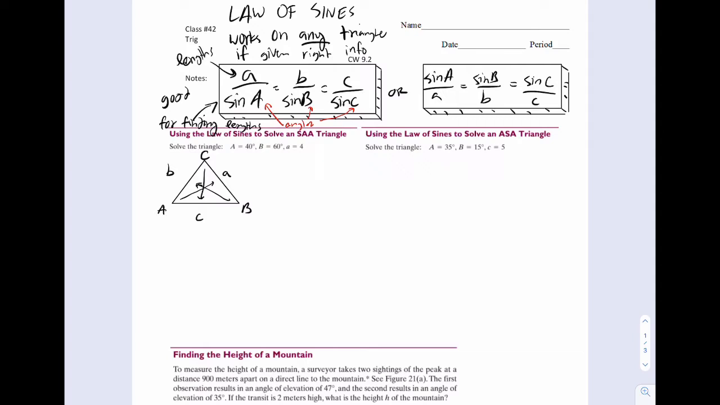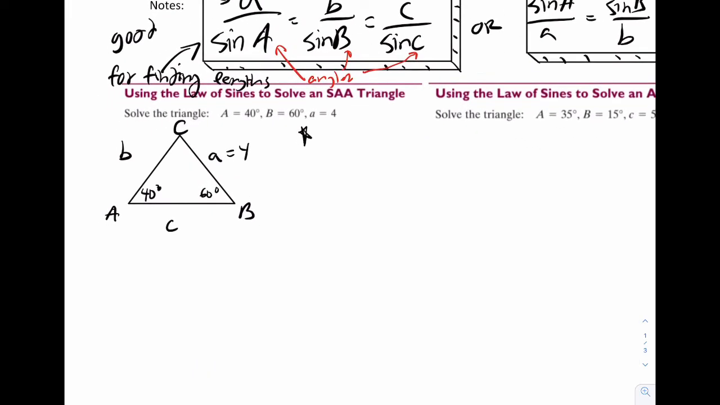Now let me get rid of that to make it a little easier to look at. Let's label. A is 40 degrees, B is 60 degrees, and a is 4. Okay, so let's start working. The goal is to figure out everything else. The first thing I want you to do is write this down. Really important. Big star. I want you to identify your, quote, pair.